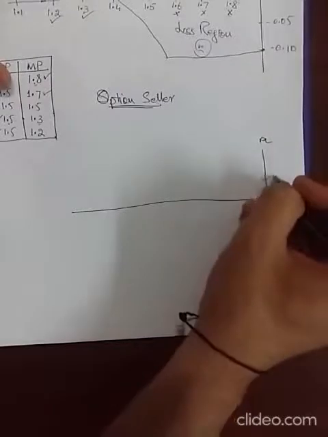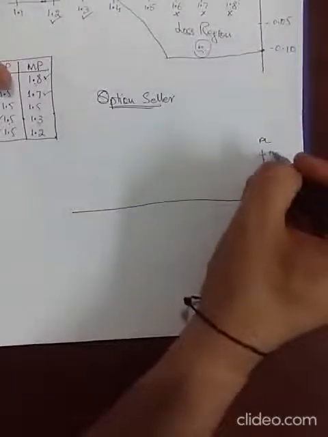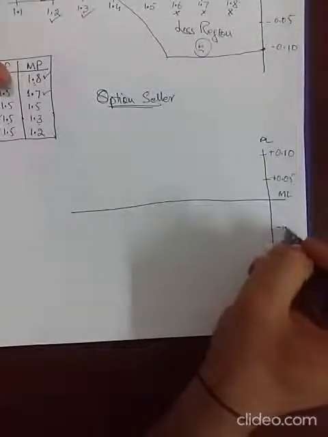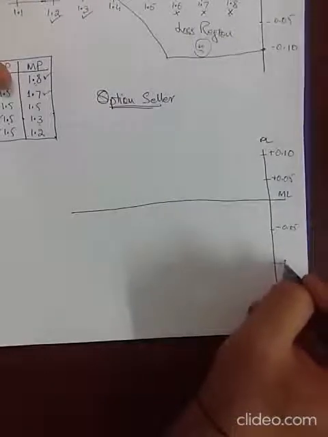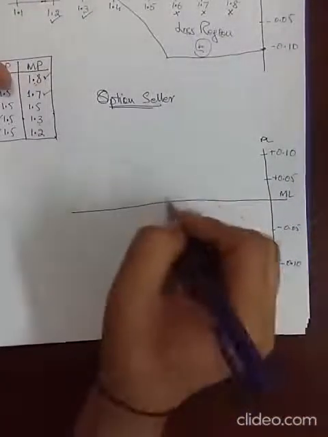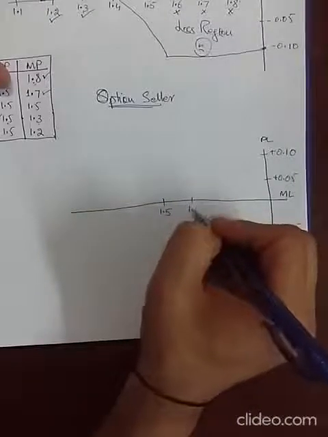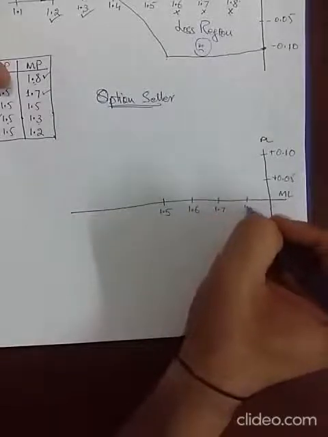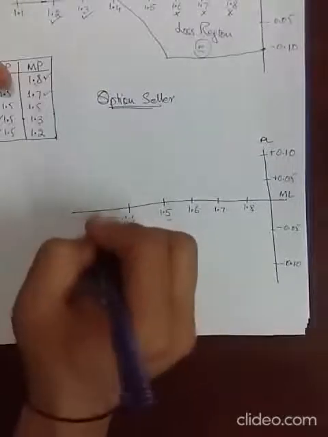The premiums are plus 0.05, just a scale, plus 0.10, and then we have minus 0.05, and let's say minus 0.10. The mid contract value is 1.5. On the right side it will increase, and I used to increase it by the quantity of the premium. On the left side it will decrease.